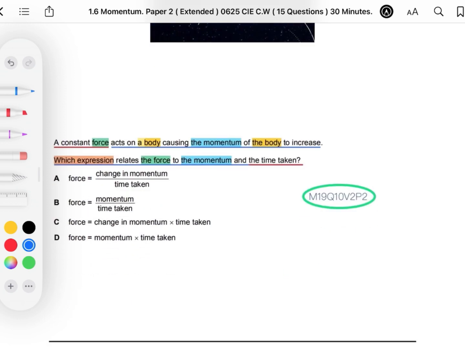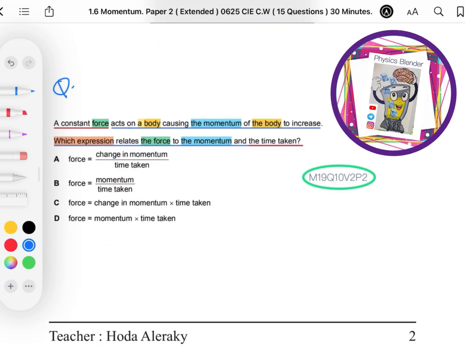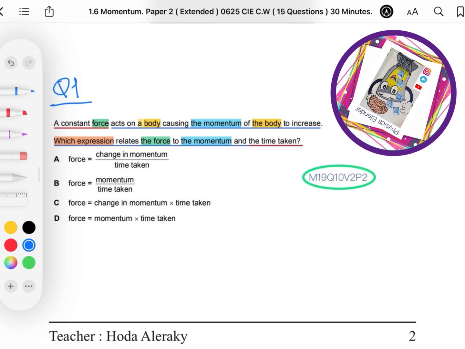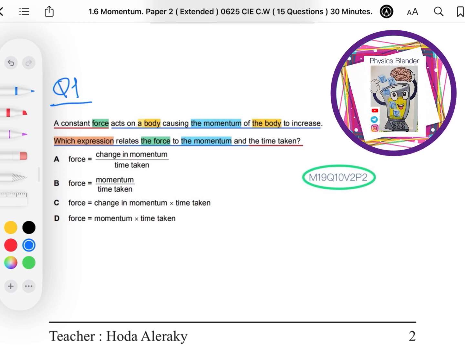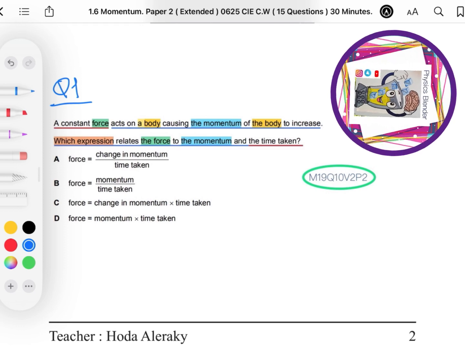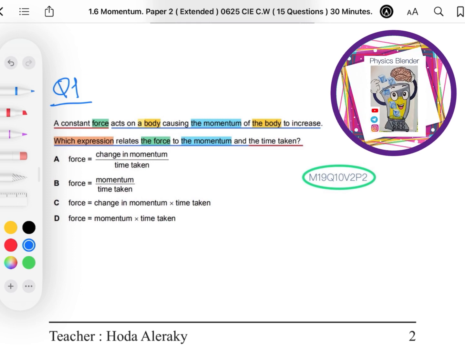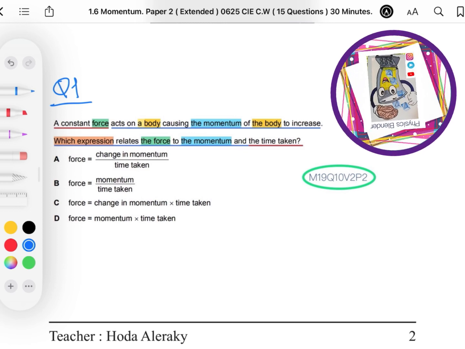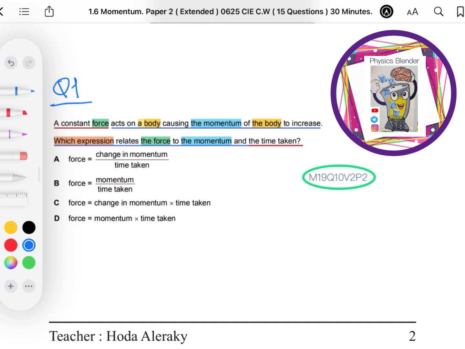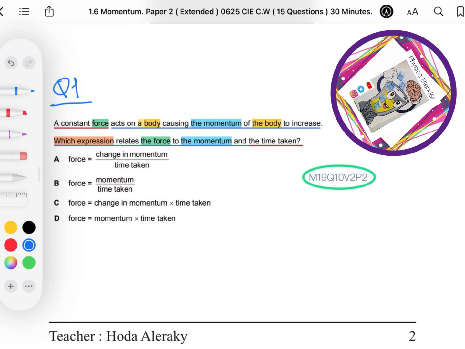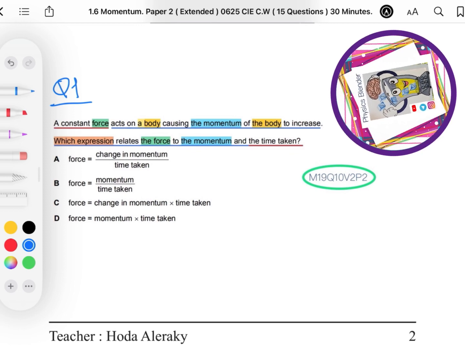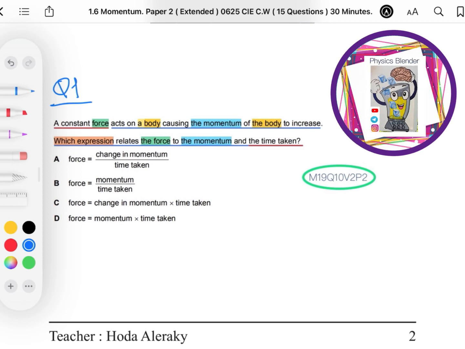Okay, let's start by question number 1. We have a constant force acting on a body causing momentum of this body to increase. Which expression relates force to momentum and time taken? Before reading the choices we have here, let's revise the relation between Newton's second law of motion and momentum. If you remember, Newton's second law of motion states that the resultant force acting on a body is equal to the rate of change in its momentum.